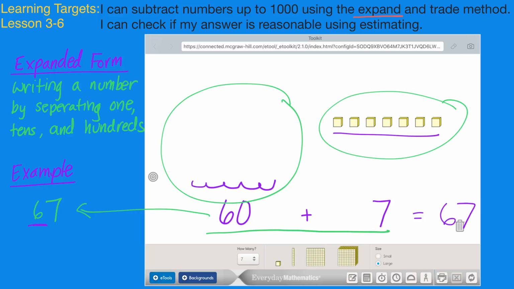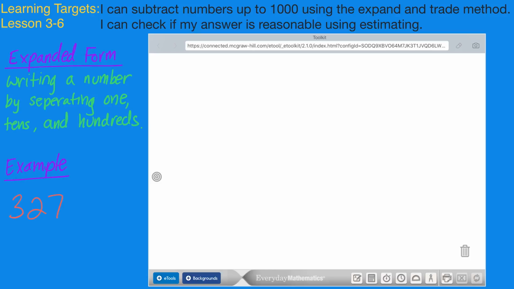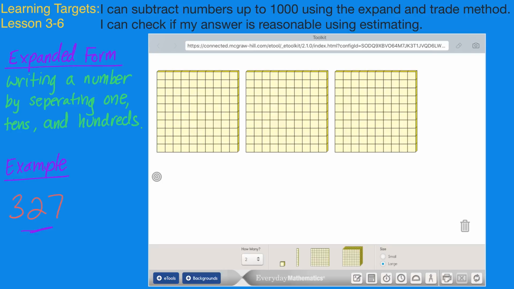Let's take a look at another example. This next example is the number 327. So we're again using base 10 blocks. We have this time though 3 hundreds, so I put in 3 groups of 100. We have 2 tens, because there's a 2 in the tens place. The tens place being right here. So we put a 2 in the tens place. And we have 7 ones. So I go, how many? 7, and we have 7 ones.